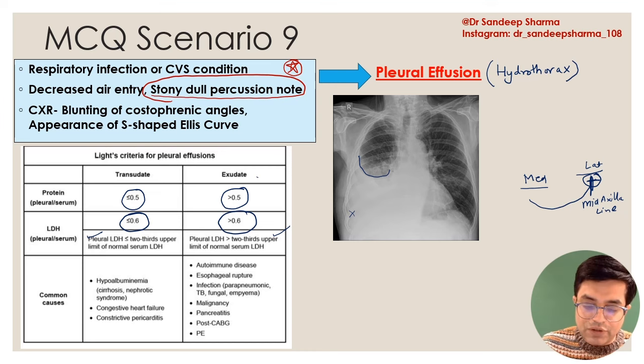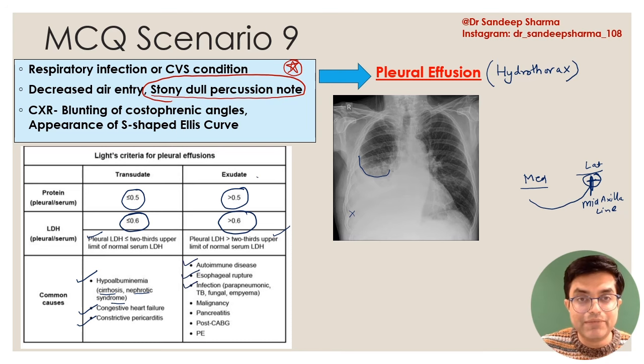What are the common causes of transudative pleural effusion? Hypoalbuminemia, like cirrhosis and nephrotic syndrome, congestive cardiac failure, and constrictive pericarditis. On the other hand, autoimmune diseases, esophageal rupture, infections like TB and empyema, malignancy, pancreatitis, and post-CABG will all have an exudative type of pleural effusion in the patient.